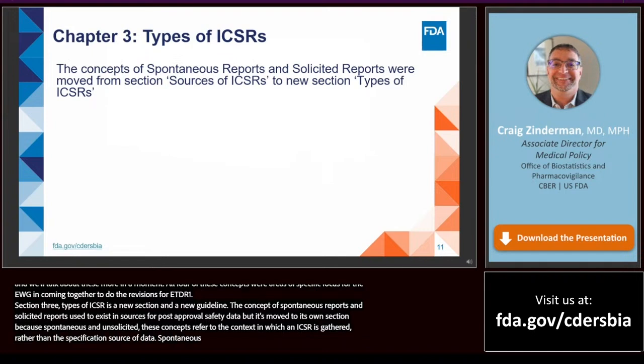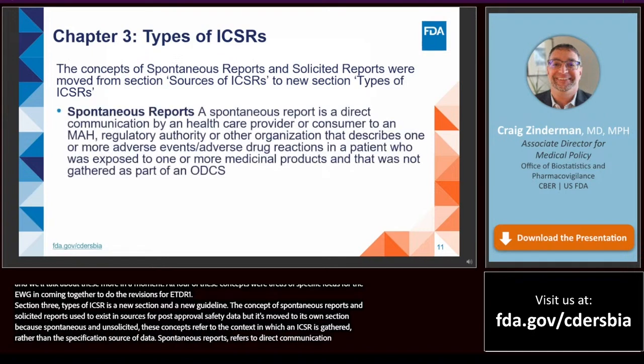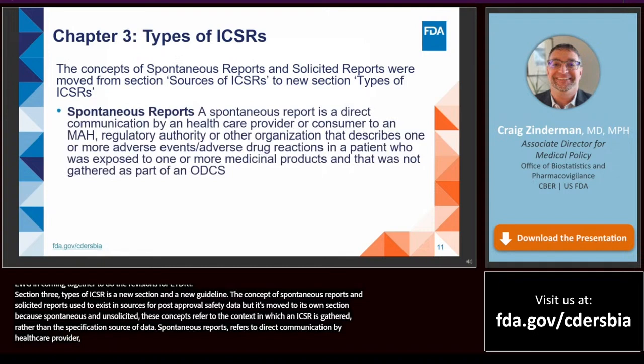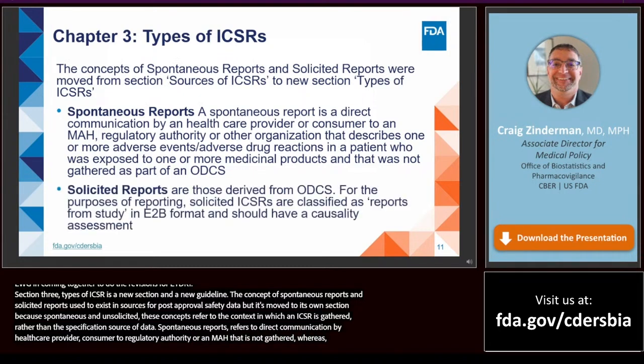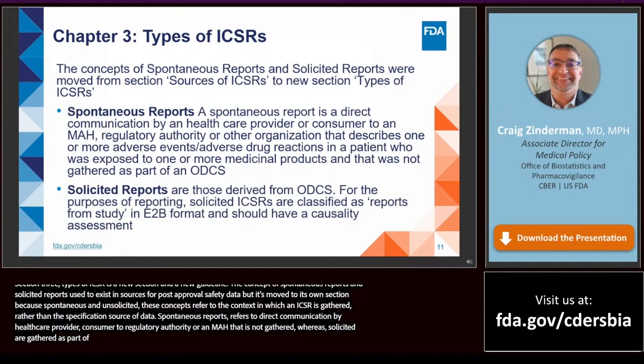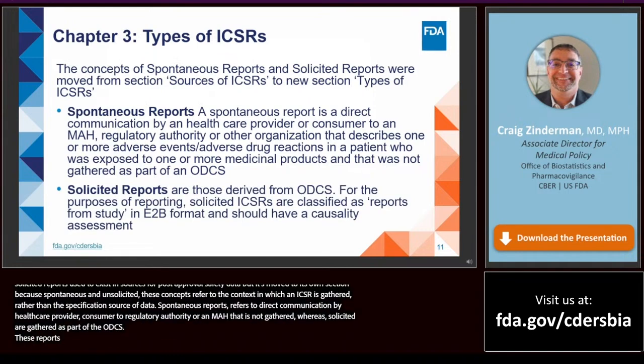Spontaneous reports refers to direct communications by a healthcare provider or consumer to a regulatory authority or an MAH that is not gathered as part of an ODCS, whereas solicited reports are those gathered as part of an ODCS. In the ICH E2B electronic reporting standard, cases can be designated as either spontaneous or solicited. Solicited in that standard is called report from study.